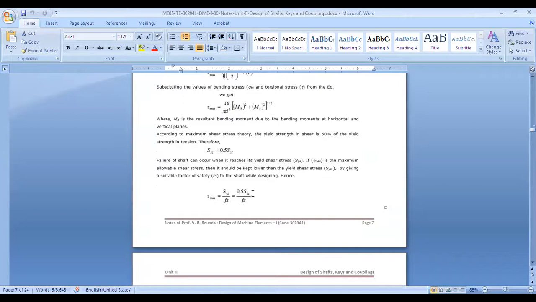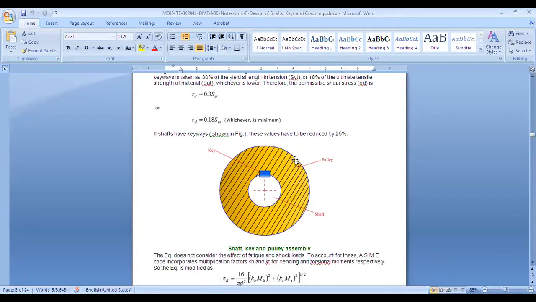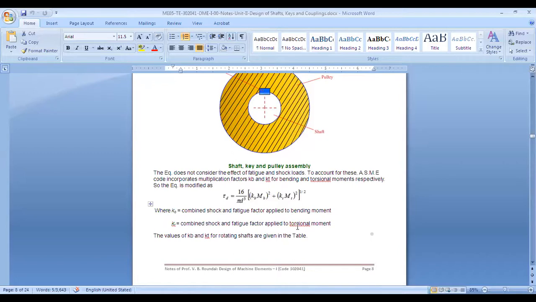Tau max, how do we find that out? It is half of SYT divided by factor of safety. Then we have seen the ASME code design. Basically, they have some factors multiplied by each, to consider keyholes and different kinds of effects. For the keyholes, the value is reduced by 0.25. Whatever tau allowable we get, it is 30% of SYT or 18% of SUT, and we multiply that by 0.75, or we reduce it by 25% for the keyways, right? And then we use the same formula.